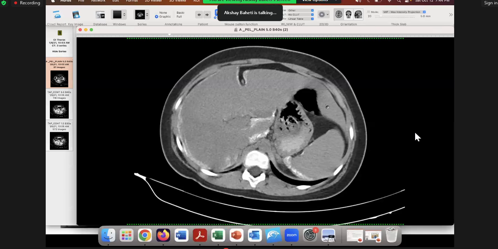So what is the most common ovarian cancer to show calcification? Is it mucinous? Is it serous? Is it clear cell? Is it endometrioid? Which one? Now, this is something you must have read in Robbins. Sir, serous. Okay, excellent. That's the correct answer. Why?